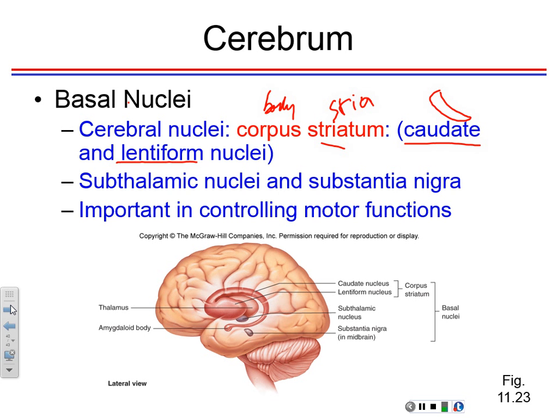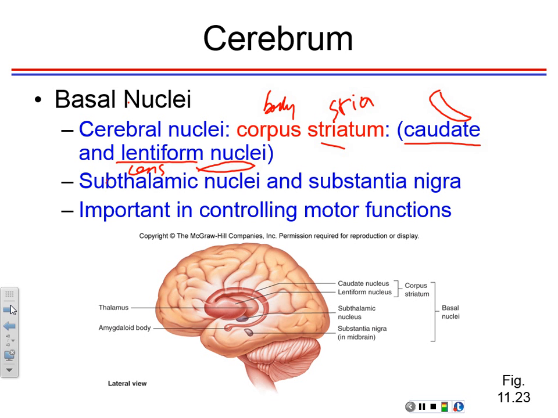And then the lentiform one, it looks like a lens. That's where the name lentiform comes from. So some of these nuclei are named because of the shape of the nucleus, and some are named because of the color, like we just talked about the substantia nigra and the red nucleus. These ones are named after the form. The lentiform looks like a lens, and those two are striated, and collectively they're called the corpus striatum.